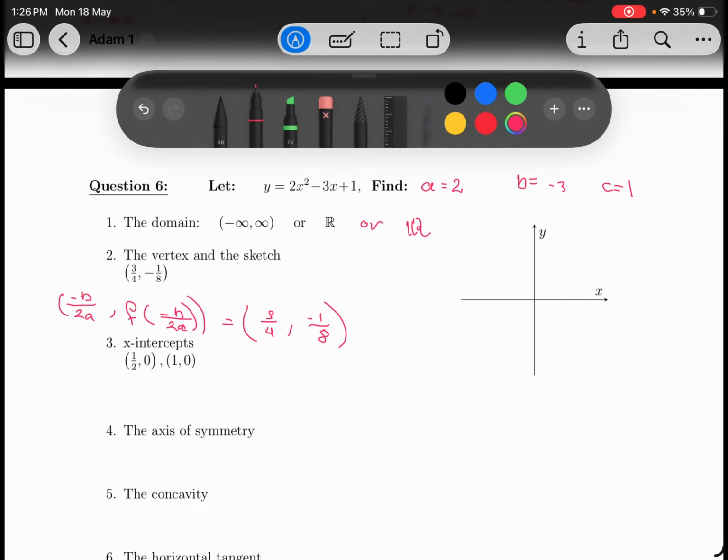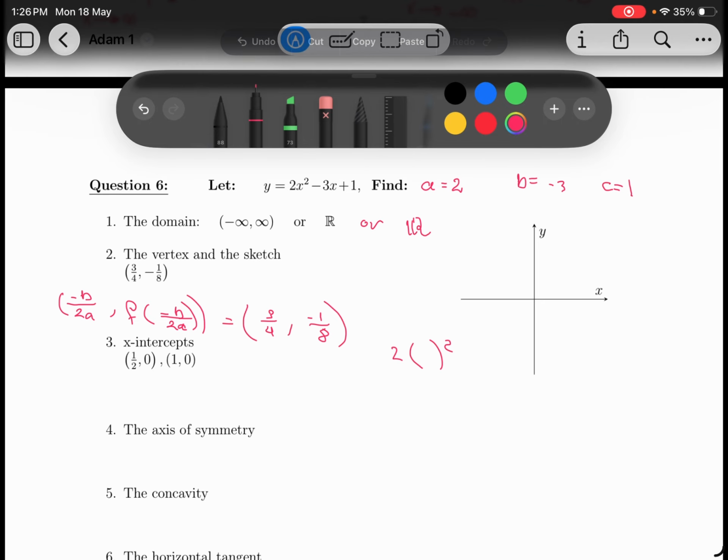You can just plug in this 3/4 in your calculator in this function. I will tell you how to plug in, but I will clear this later. So it will be like this: 2, then bracket squared, please write here 3/4, then minus 3 times 3/4, okay, plus 1. Then you will have the result of -1/8. If you plug it like that in your calculator, you will have this answer.